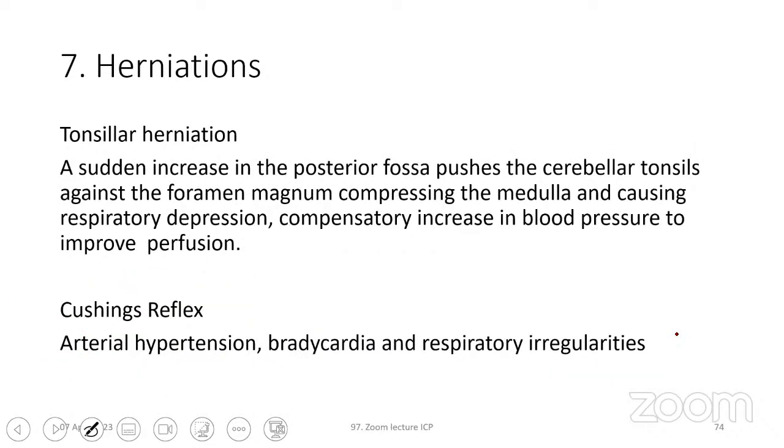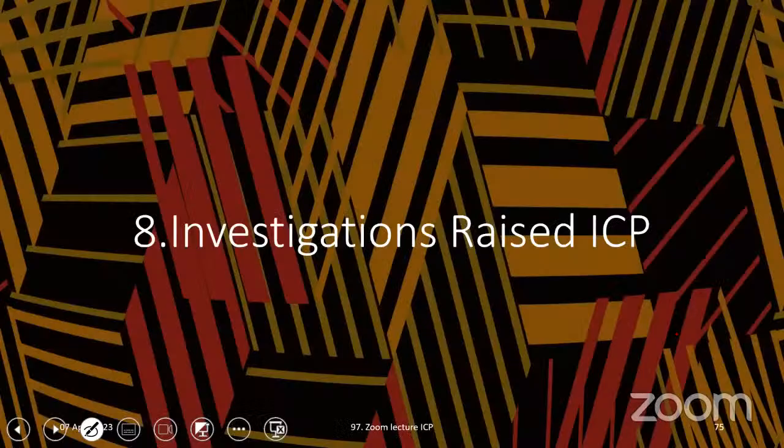Tonsillar herniation: a sudden increase in the posterior fossa pressure pushes the cerebellar tonsils against the foramen magnum, compressing the medulla and causing respiratory depression. There is a compensatory increase in blood pressure to improve the perfusion. So let us recapitulate the Cushing reflex: arterial hypertension, bradycardia, and respiratory irregularities will happen in tonsillar herniation.